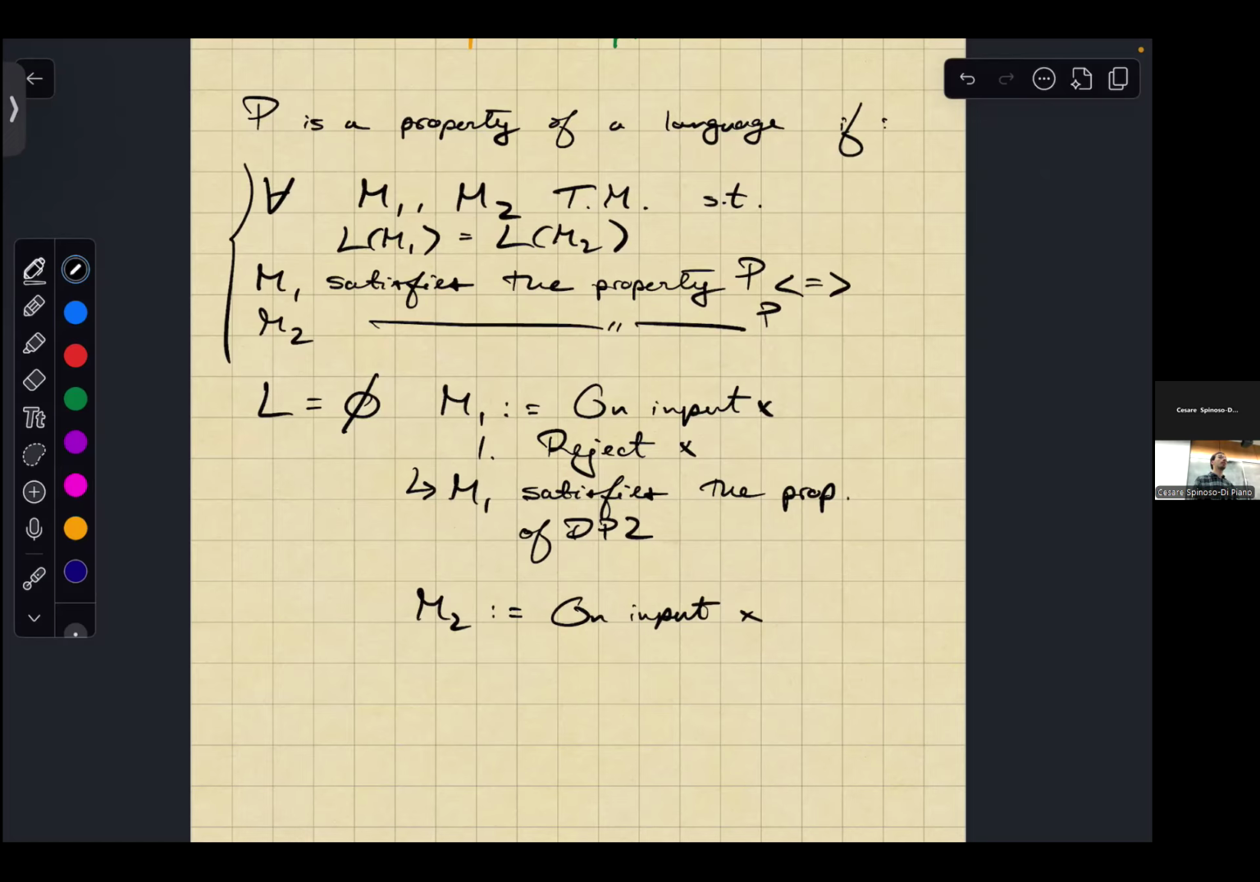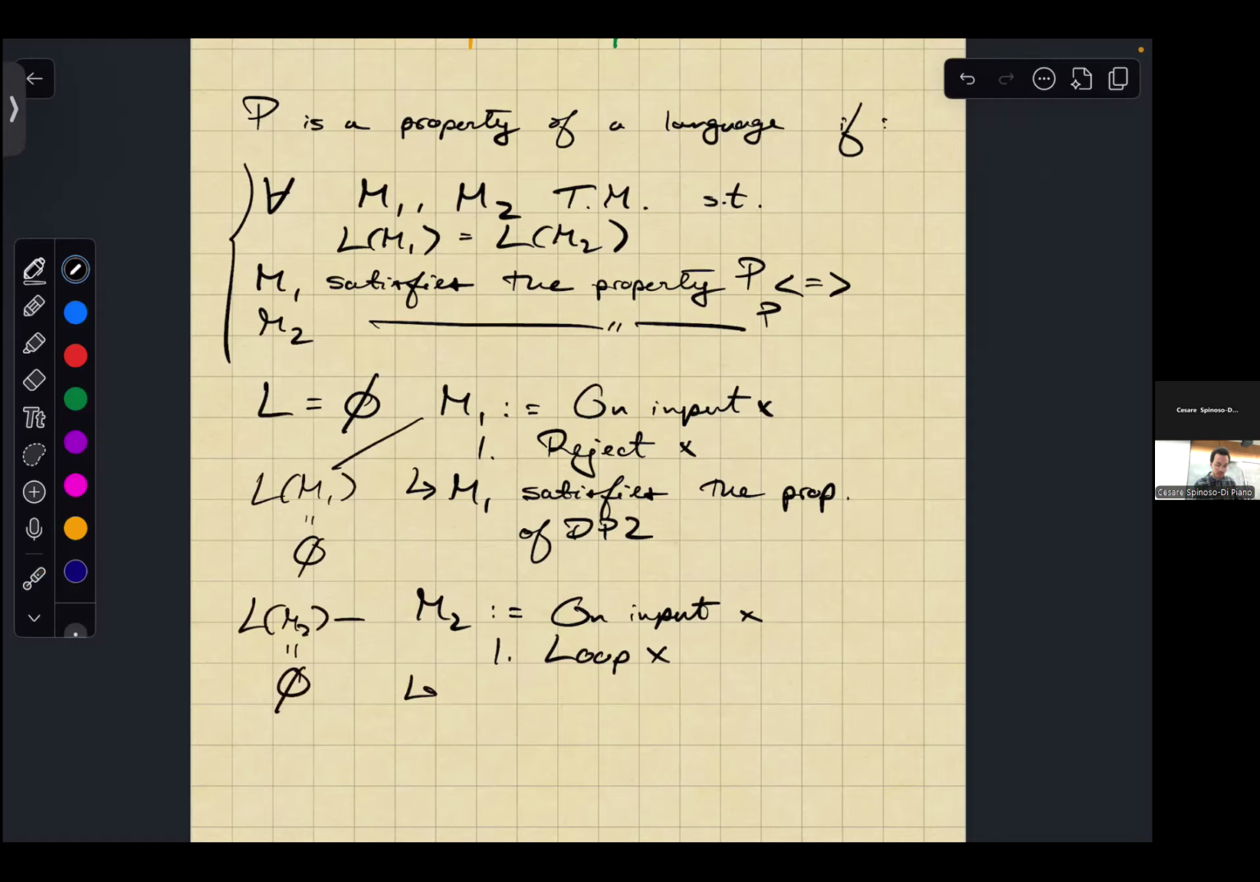So M2 is going to loop on X for any input X. Then what is the language accepted by M2? Well, the language accepted by M2 is all the strings that reach an accept state, but no string reaches an accept state, right? The Turing machine is always just looping forever. So L of M1 is empty, and L of M2 is also empty.